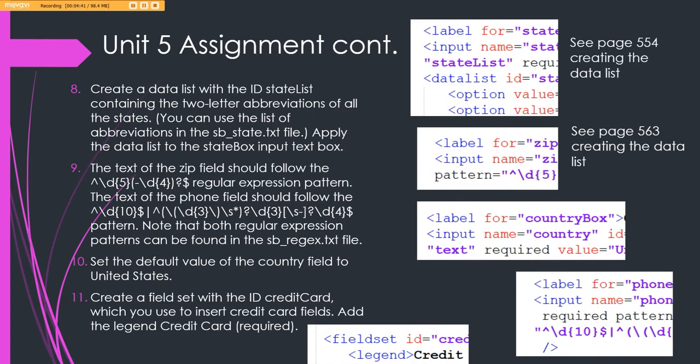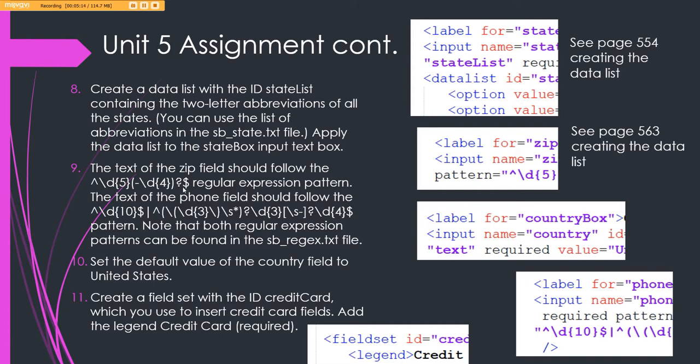Next, you're going to create a data list with the ID state list containing the 2-letter abbreviations of all the states. So here we have a label, and the input name, state list. And then you have your values, your option values. If you go to page 554, it shows you more about the state list.